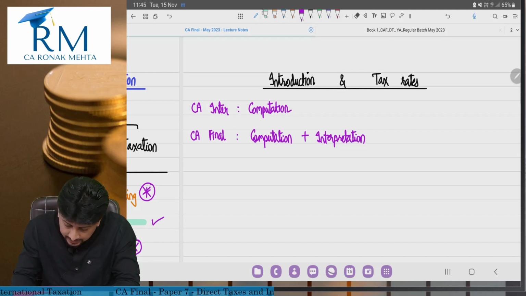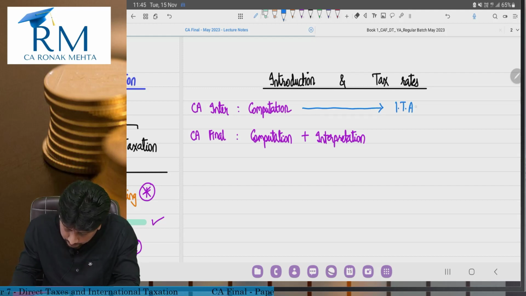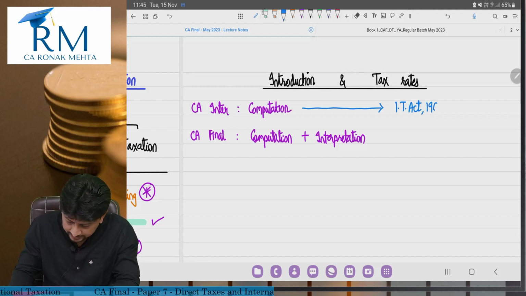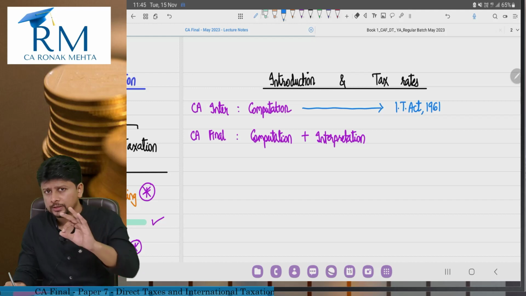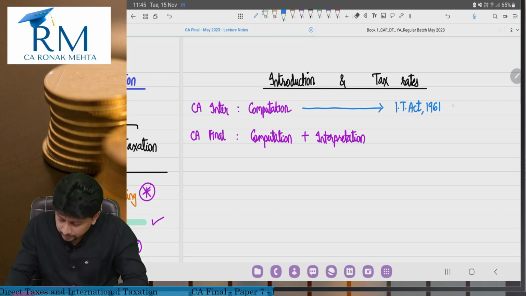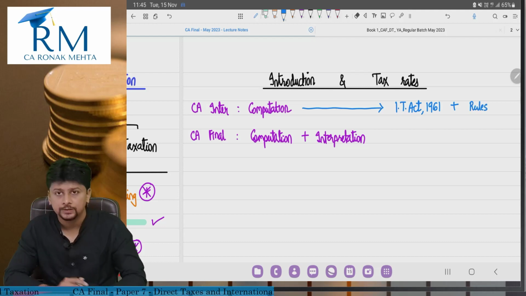At CA Inter, what you studied was something of Income Tax Act. Something of Income Tax Act 1961. This was majorly your syllabus. You used to study section numbers. Some places you used to study income tax rules.